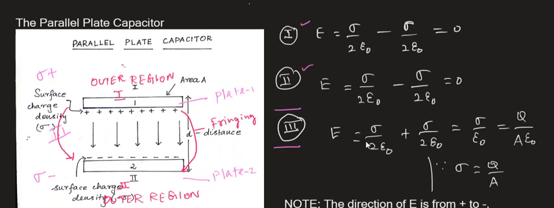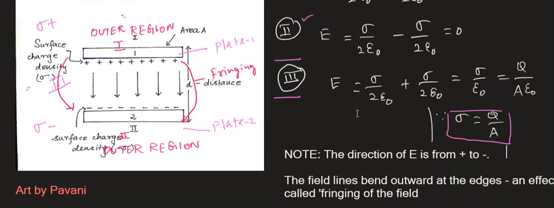So the electric field here is given by sigma divided by 2 epsilon naught plus sigma divided by 2 epsilon naught, that is equal to sigma divided by epsilon 0. We already know sigma is equal to Q divided by A. Why? Because sigma is the surface charge density, that is the charge divided by unit surface area. Usually the direction of the electric field is from positive to negative.